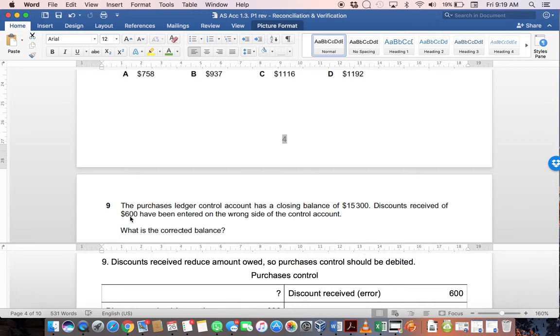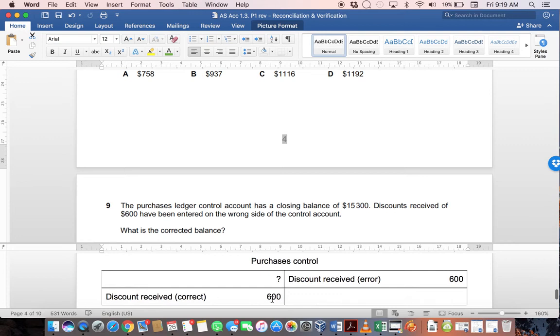Now, what happened is that the discounts of 600 were entered on the wrong side. Discounts should be debited to reduce the amount that is owed. But if it was put on the wrong side, it means that it was credited. Now, notice that for my quick little correction of error, I haven't actually put the closing balance in, simply because it would confuse me at this stage. All I want to do is find out what do I need to do to fix the mistake.